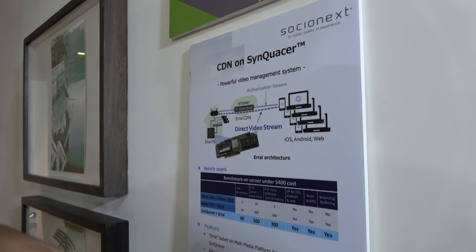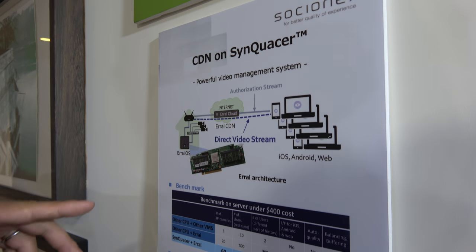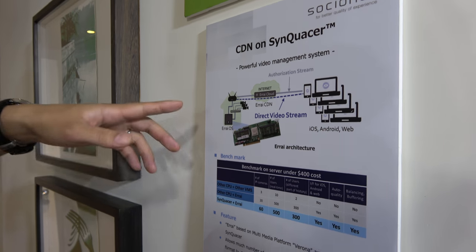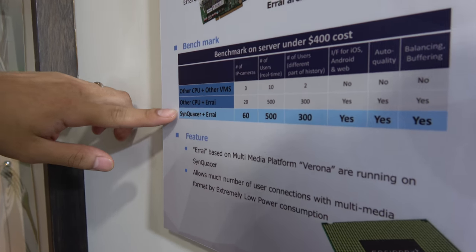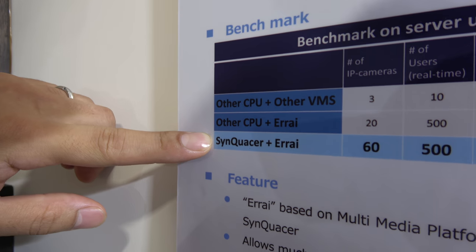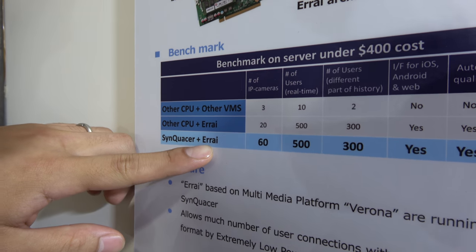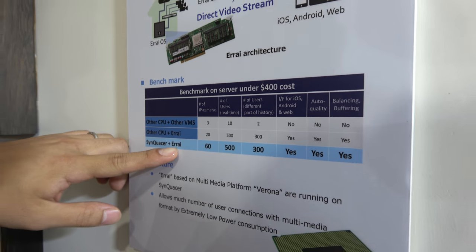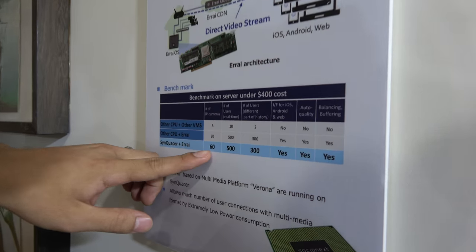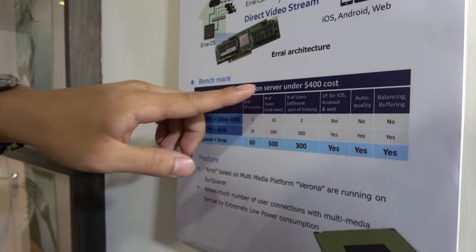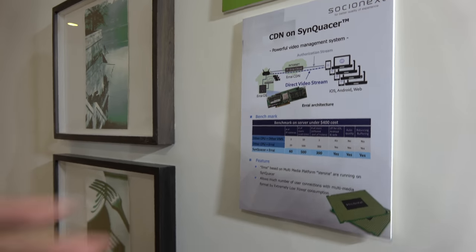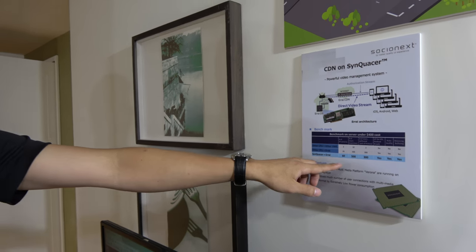What does this demonstrate? This page mentions our advantage of VMS on Synquasar. Synquasar is our CPU nickname, and Eli is the VMS software name. The advantage compared to other CPUs is that the number of IP cameras and the number of users to distribute to is much bigger than the competitor.